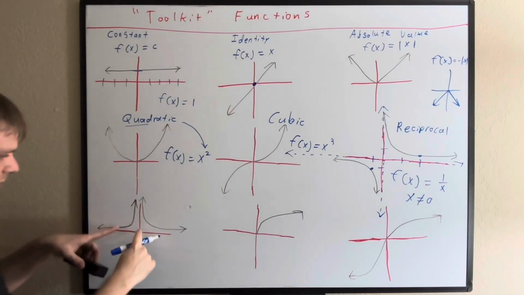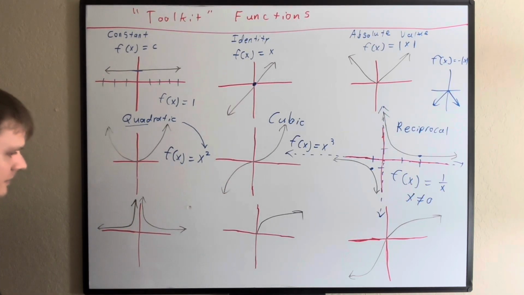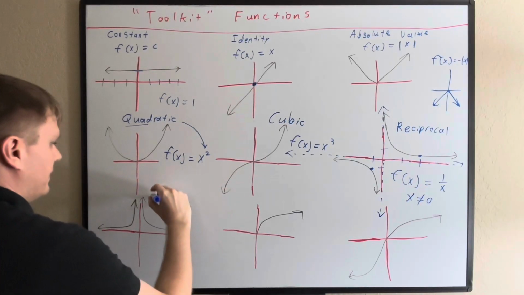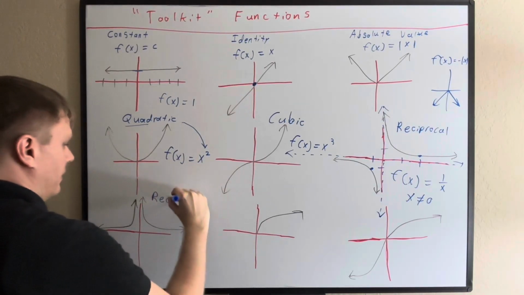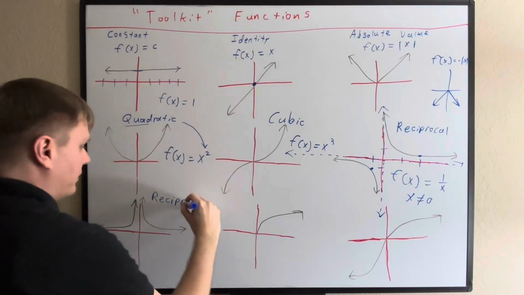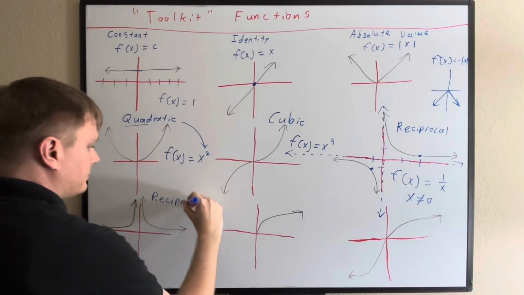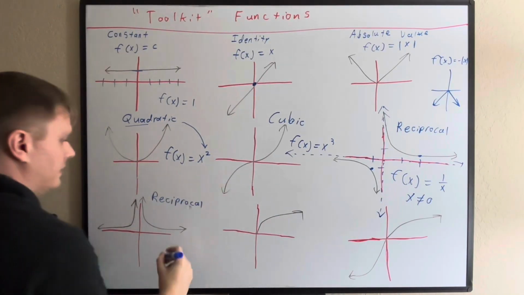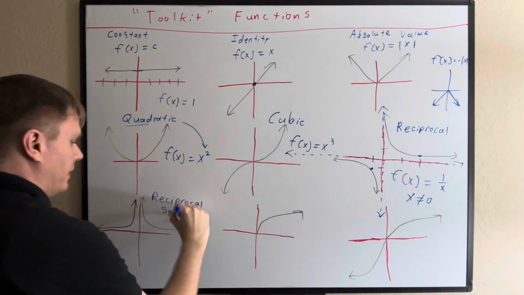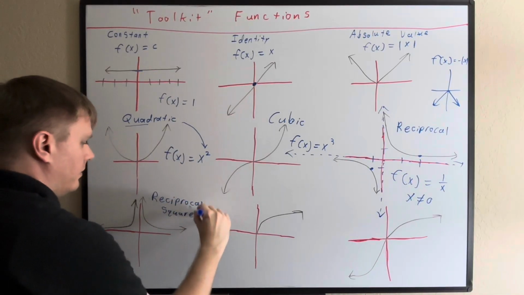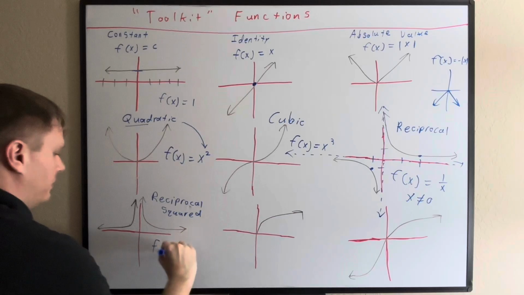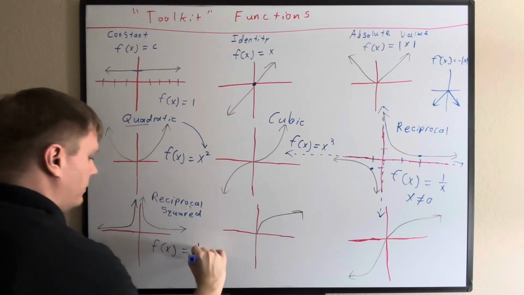Our output is just never negative. So what is happening here? This is the brother of reciprocal. This is reciprocal squared. Whoa. So we do f of x equals 1 over x squared.